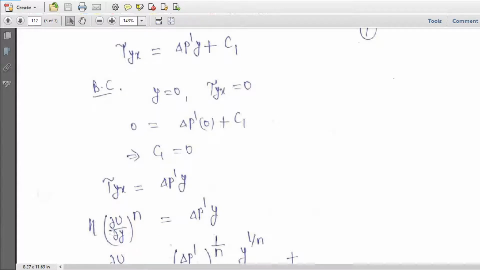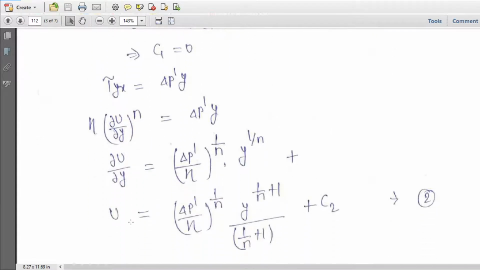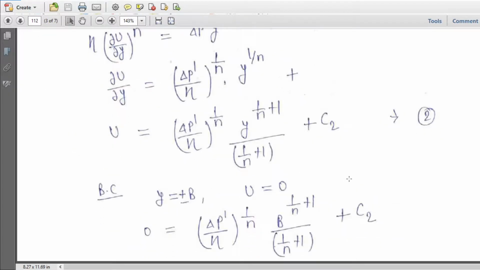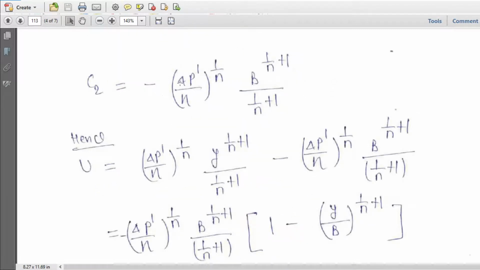Now tau yx is eta del u upon del y to the power n equal to delta p dash y. So we can calculate here by integration. So u equal to delta p dash upon eta to the power 1 by n, y to the power 1 by n plus 1 upon 1 by n plus 1, plus c2. Now we have another boundary condition, that y equal to plus minus b, u equal to 0, the no slip boundary condition. So substituting that in equation number 2, we get c2 equal to minus delta p dash upon eta to the power 1 by n, b to the power 1 by n plus 1 upon 1 by n plus 1.